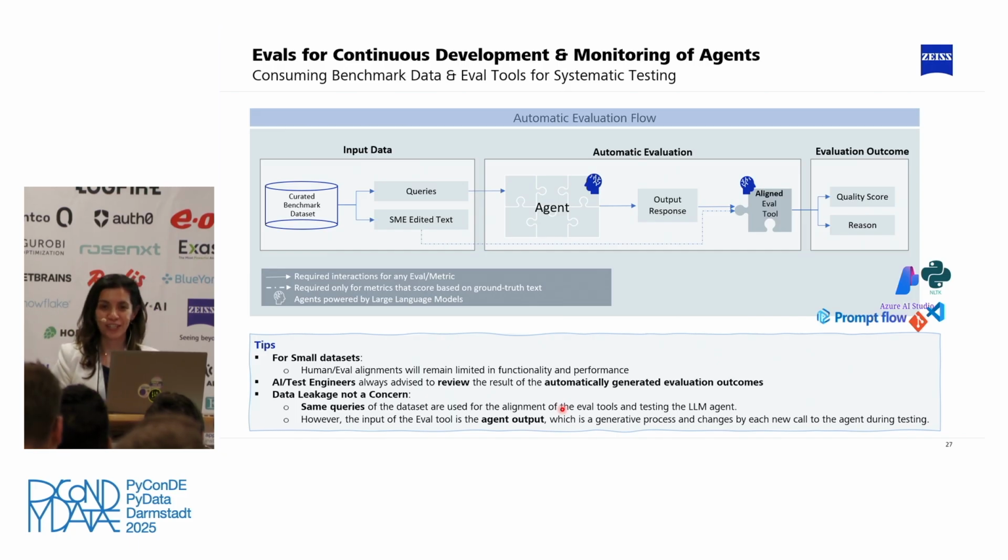Also, I get this question a lot: is data leakage a concern? It's actually not. We are developing our eval tools based on the benchmark dataset, and we are using the same benchmark dataset for evaluation of the agents. Is there any data leakage? No, there is no data leakage, because the only thing that is common between these two are the queries. The output responses are actually changing based on the LLM.